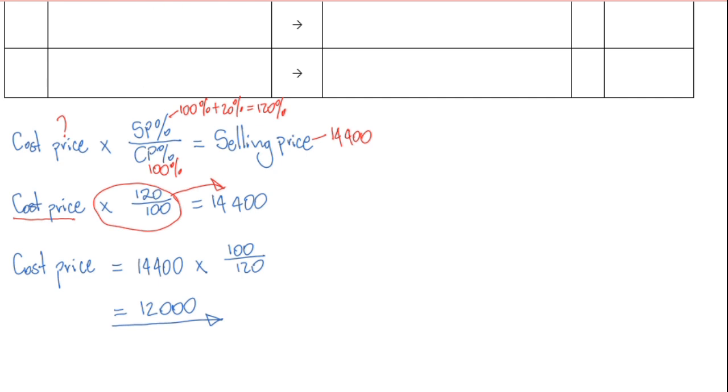Note that when we take a fraction to the other side of the equation, we switch the fraction around so that the numerator becomes the denominator and the denominator becomes the numerator.